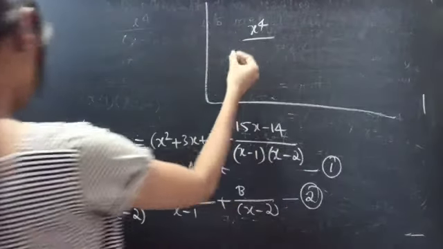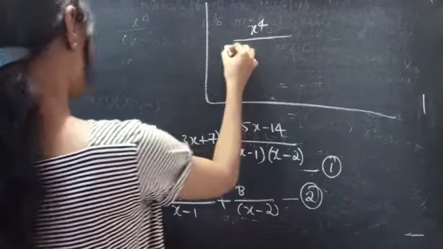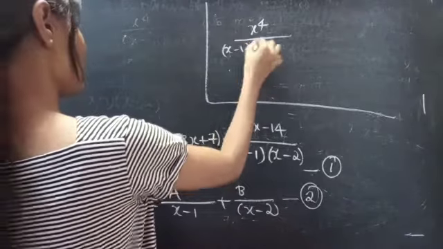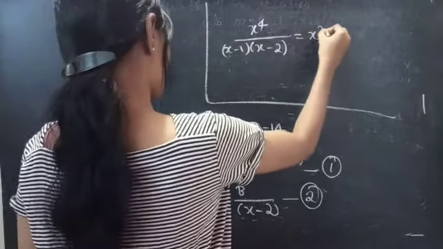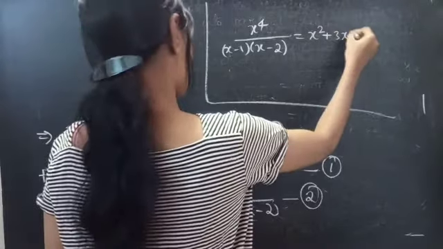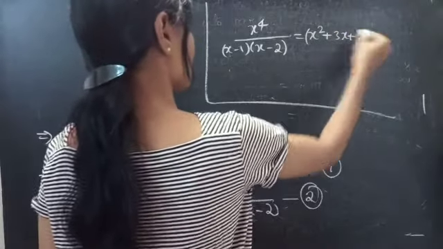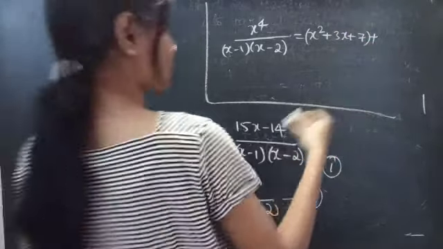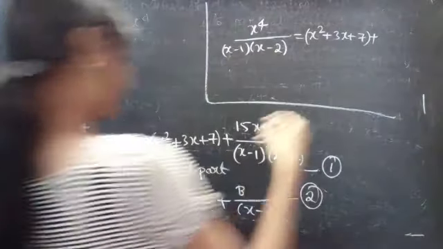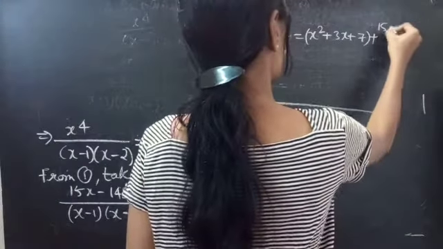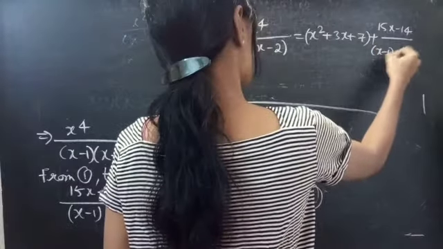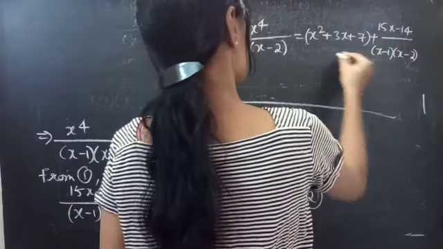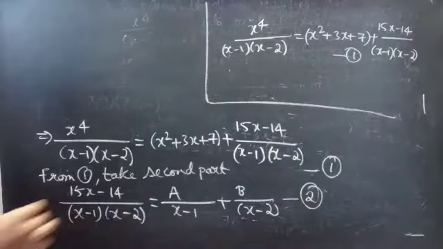So we are having two equations. x power 4 by (x minus 1) into (x minus 2) equals x square plus 3x plus 7 plus (15x minus 14) by (x minus 1) into (x minus 2). This is our equation number 1.